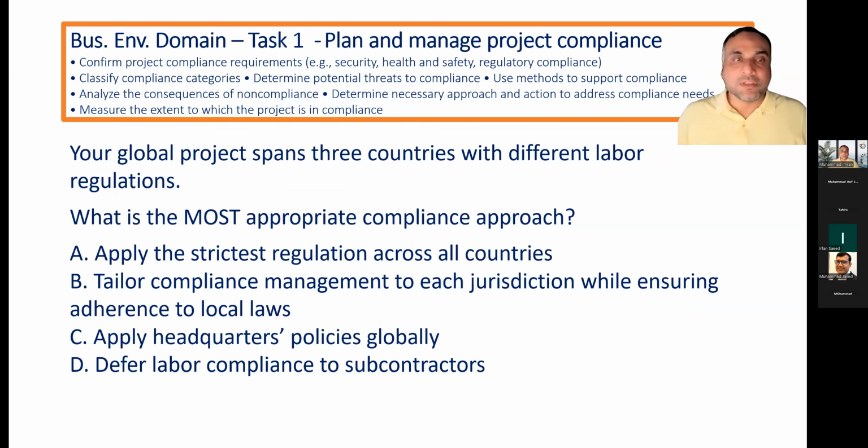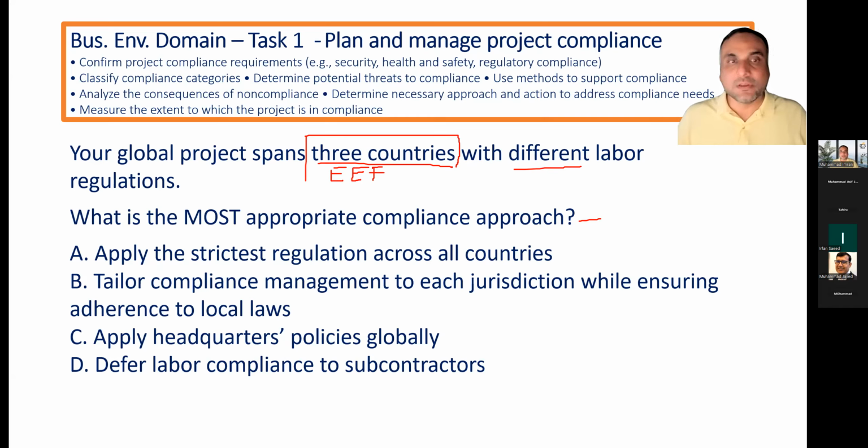Your global project spans 3 countries. What do we call it when you're working in multiple countries, multiple environments? What is it called? Enterprise environmental factor. And they have different laws. So yes, external enterprise environmental factor. What is the most appropriate compliance approach?